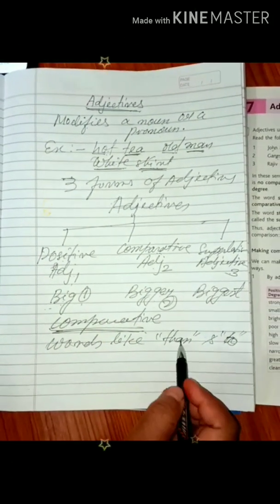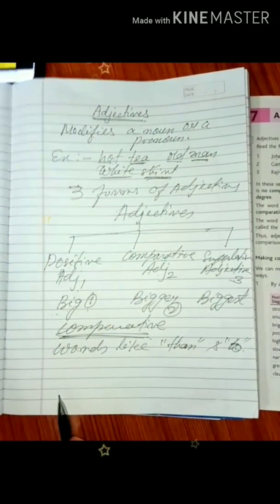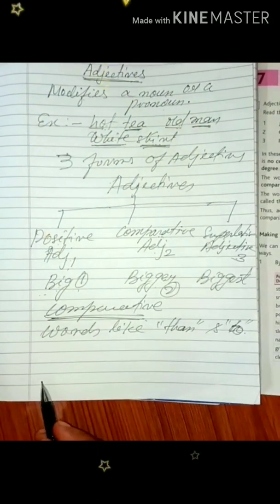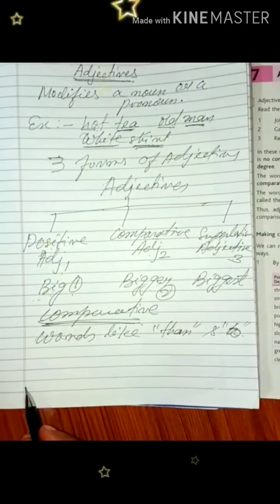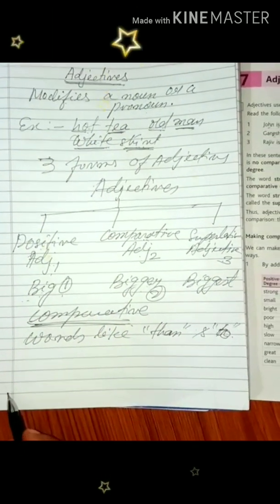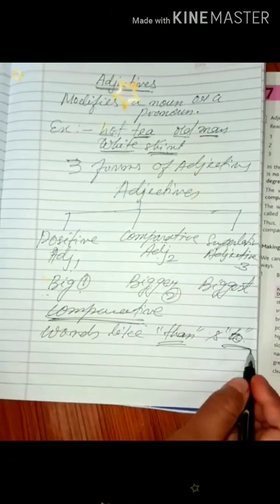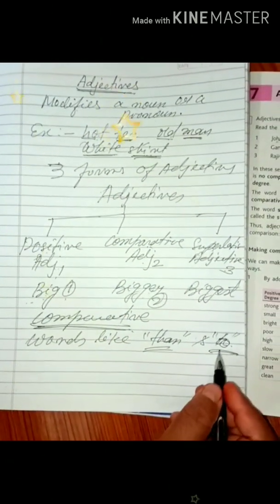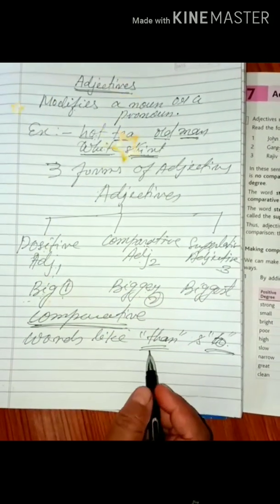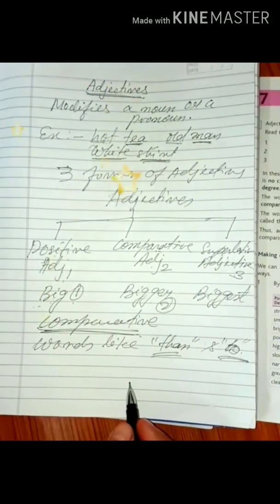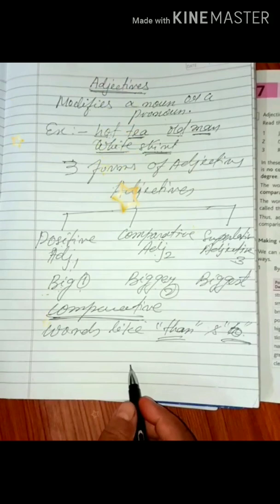These two words, than and to, are used after a comparative adjective in a sentence to show comparison of the two things. Which words? You have to remember these two words, than and to. Okay, the words than and to both are used for what? For a comparative adjective in a sentence to show comparison of the two things.